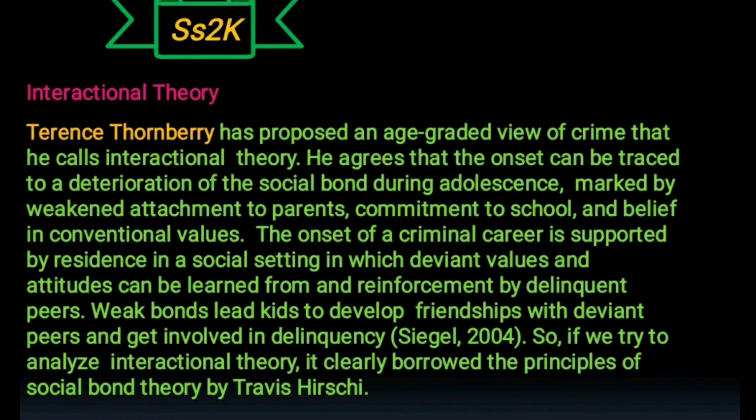The onset of criminal career is supported by residence in a social setting in which deviant values and attitudes can be learned from and reinforced by delinquent peers. Weak bonds lead kids to develop friendships, or to have an interaction with deviant peers, okay, and get involved in delinquency. That is according to the book of Siegel.